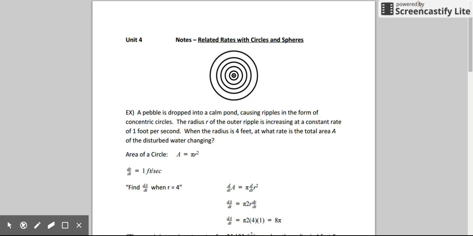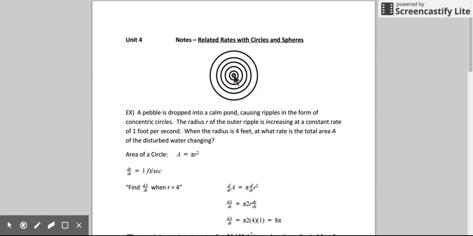In this video, I'm going to be going through some examples of related rates applications involving circles and spheres. So let's start off with an example problem. A pebble is dropped into a calm pond, and it's causing ripples in the form of concentric circles. You could imagine something like this. The radius of the outer ripple is increasing at a constant rate of 1 foot per second.